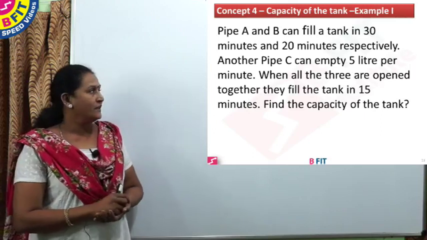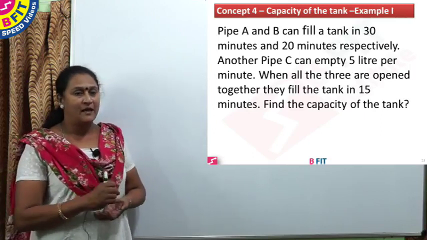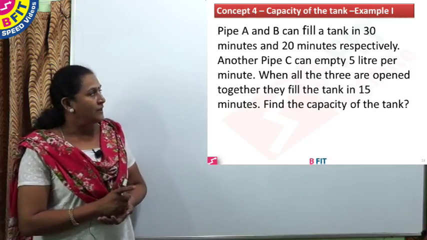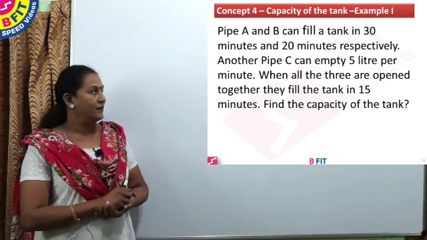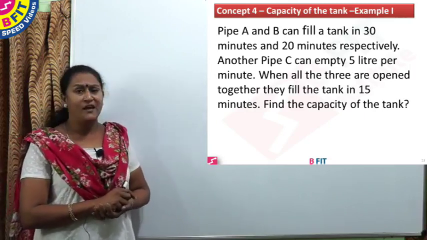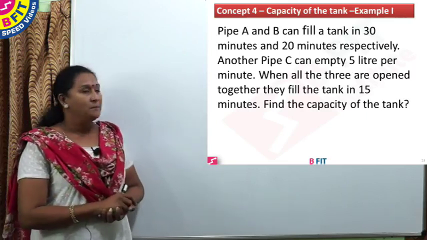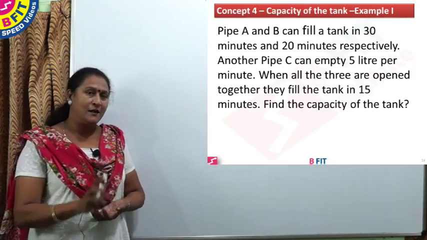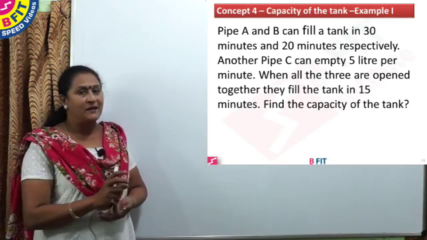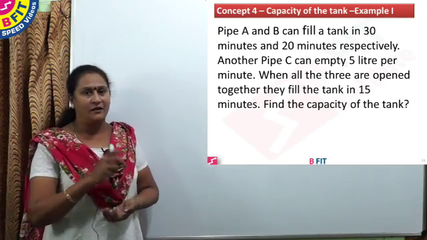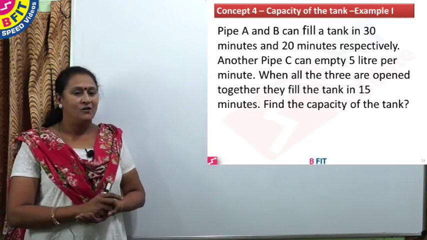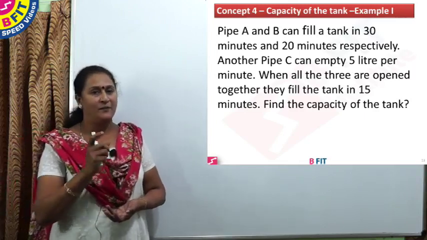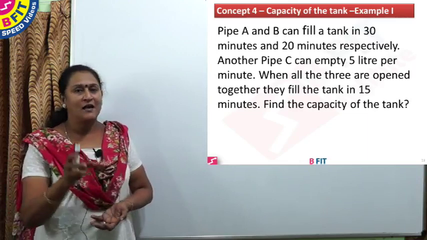So in this question, we have 3 pipes, A, B and C. The filling capacity for A and B is given. A fills the tank in 30 minutes, B fills the tank in 20 minutes. And C is an emptying pipe, but its time to empty is not given. It is given how many liters it can empty per minute. But the total time is given.